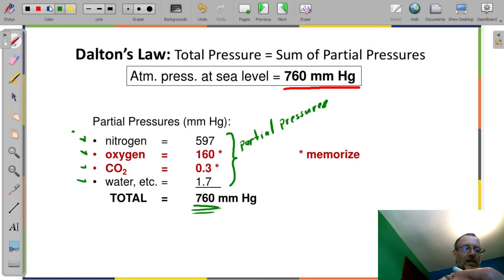So that's the total, and these are the individual partial pressures. You should memorize the partial pressure of oxygen and carbon dioxide in the atmosphere. Oxygen is approximately 160 and CO2 is approximately 0.3. We'll be more interested in following the carbon dioxide partial pressure in the blood than in the atmosphere.